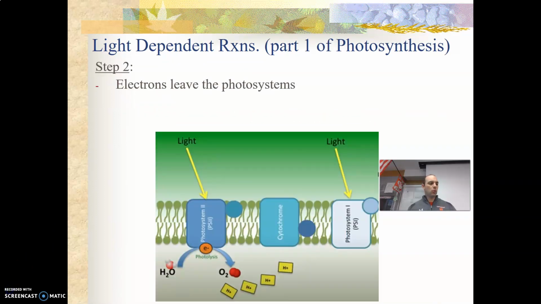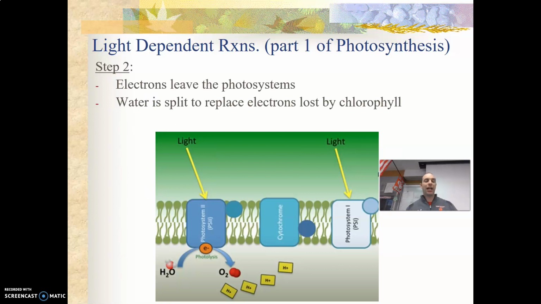Now we're on step 2. Step 2 says photosystems lose blank. That is electrons right here. Electrons leave the photosystem, so photosystems lose electrons. You see that water is split to replace electrons lost by chlorophyll. So your blanks here are: water is split to replace the electrons. Oxygen is released as a byproduct, and hydrogen collects in the thylakoid space. So that's what's happening here in part 2.